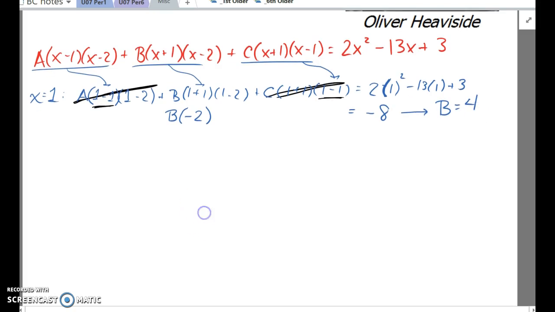Take just a moment, pause me if you need to think about two other convenient values of x. We've plugged in x equals 1 as one of our convenient choices or smart choices. There are two others we want to plug in. Think about what they are. You could even go ahead and plug them in if you wanted to.